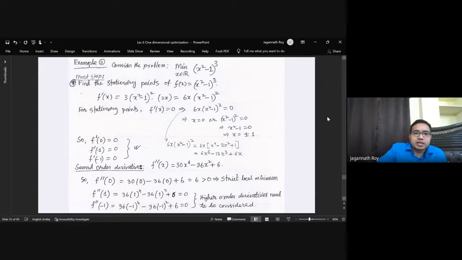Now if you think about another example, whether we can apply this theorem for this example or not, we can say that this is x cube times (x square minus 1) whole to the power cube. So try to find f dash x, and then try to verify the stationary points. So here the stationary points are 0, plus 1 and minus 1. Okay, these are the stationary points.